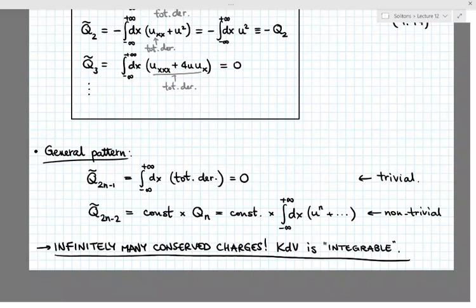So that takes us to the end of this chapter on conservation laws, and what we'll start studying next week is instead the so-called Backlund transform, which is a method that will allow us to construct these multi-soliton solutions explicitly. So see you next week.